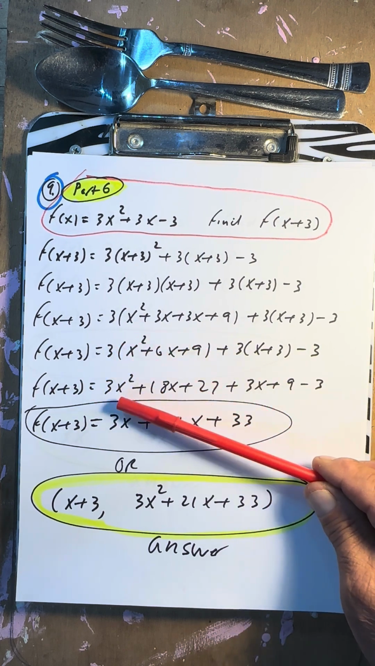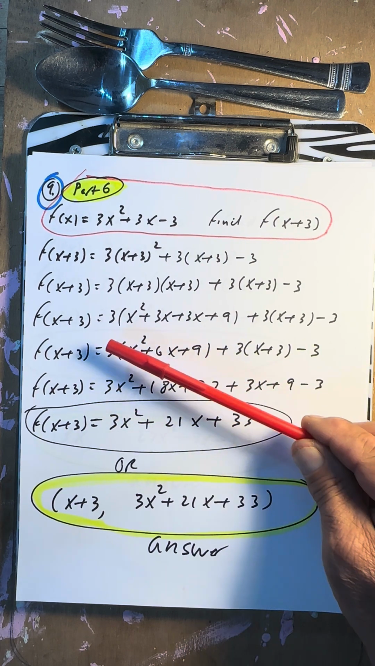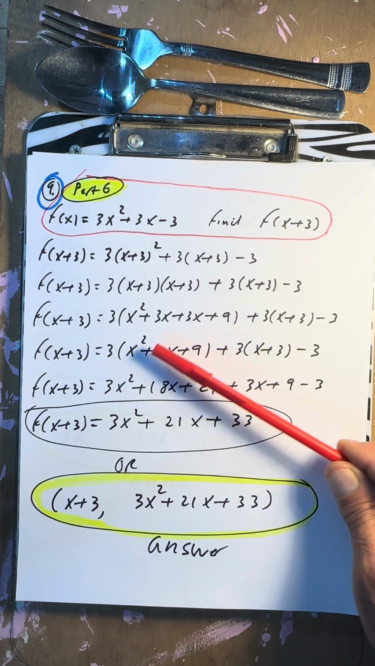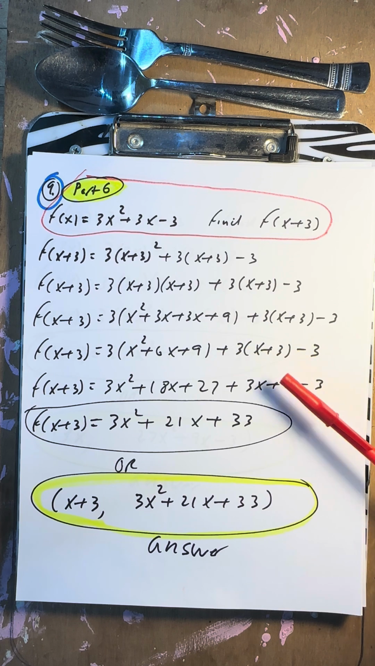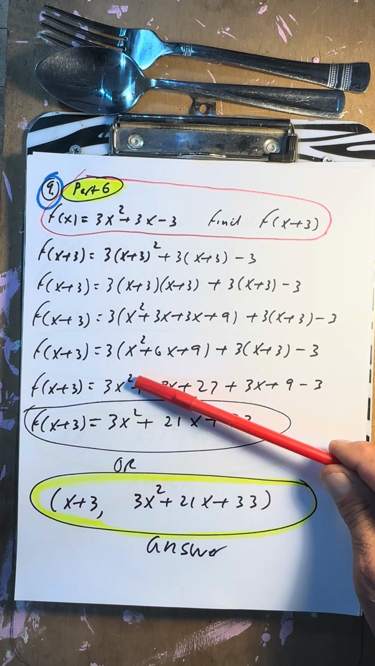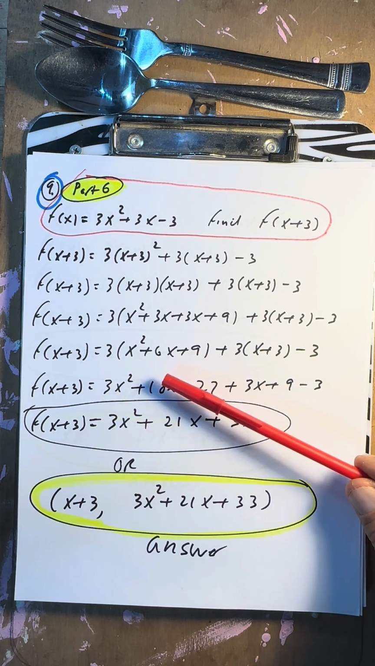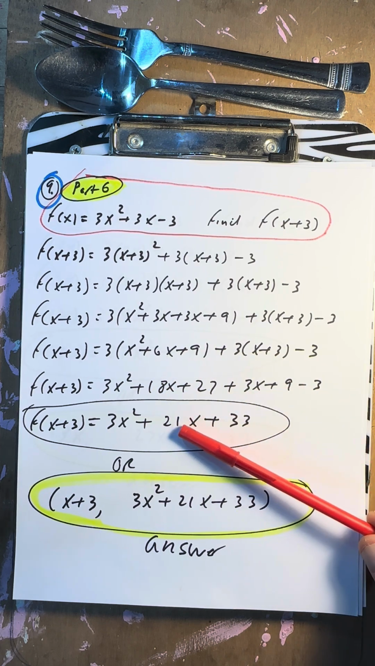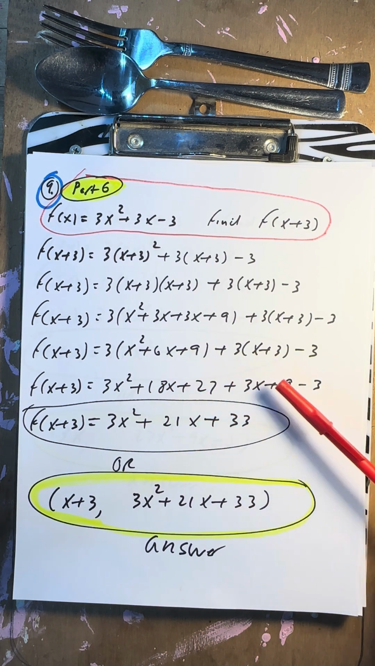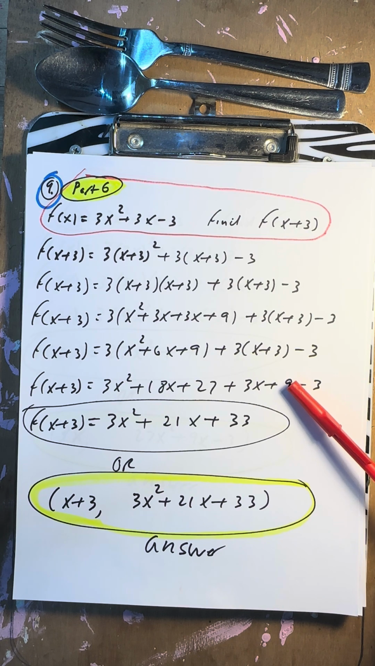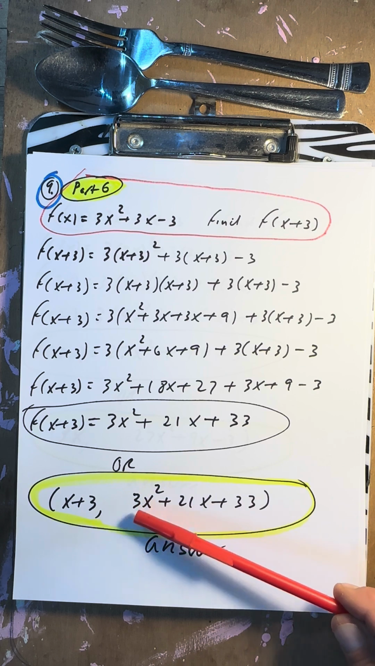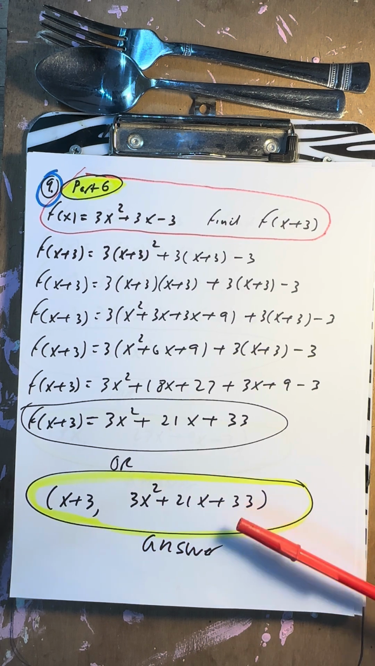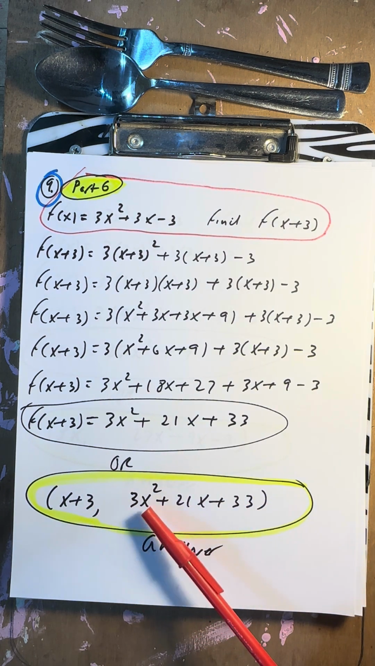And 3 times that is 3x squared. 3 times 6 is 18x. And 3 times 9 is 27. That takes care of this part. Over here, 3 times x is 3x. 3 times 3 is 9 minus 3. So now 3x squared, that's all. 18x and 3x is 21x. And then this one, 27 plus 9, that's 36. Take away 3, 33. So the answer is x plus 3, comma, 3x squared plus 21x plus 33.